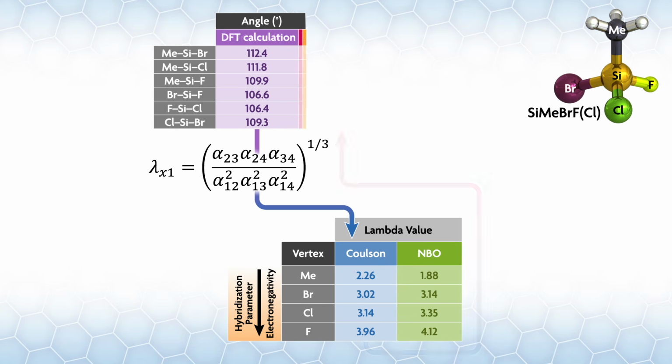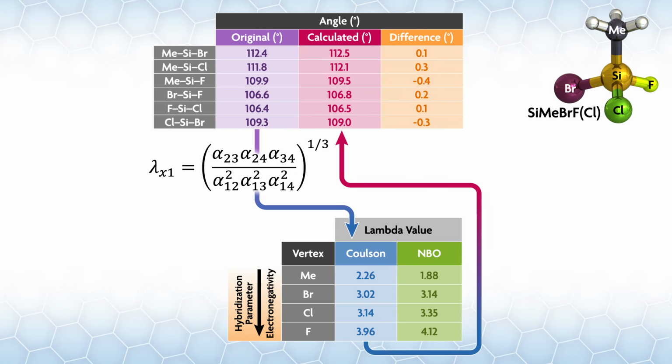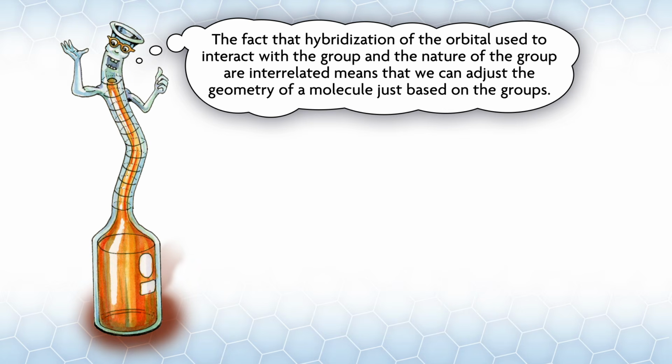We're over-parameterized, so if we back calculate the angles from the hybridization parameters to see how close we are to the original angles, we find that our values are pretty close, with the largest deviation being 0.4 degrees. The fact that hybridization of the orbital used to interact with the group and the nature of the group are interrelated means that we can adjust the geometry of a molecule just based on the groups.